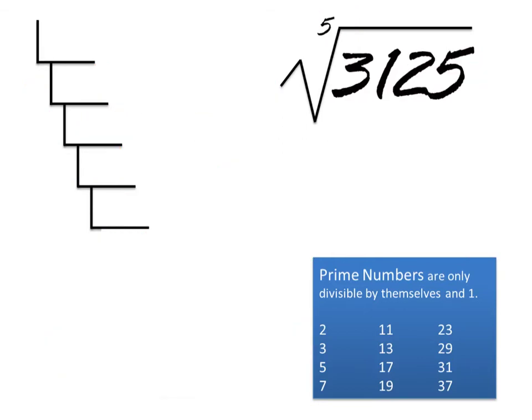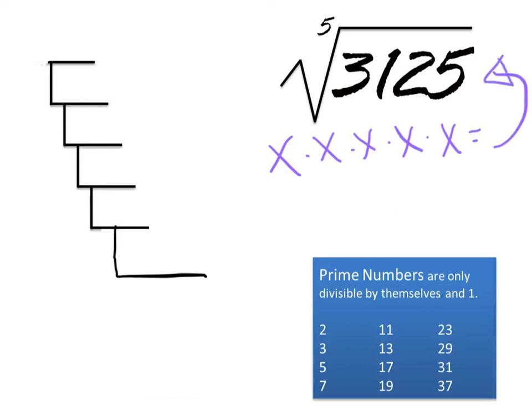So let's try a fifth order root. A fifth order root is what times itself 5 times equals our number. So, as before, we put our number here. We know that this number is not divisible by 2 because it's odd. We know that if we divide it by 3, the next prime number, it doesn't work out.